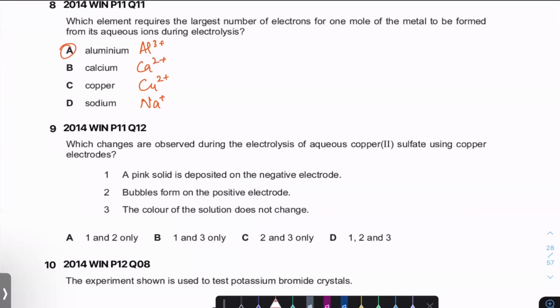Copper का obviously you need to memorize because copper 2 भी होता है, copper 1 भी होता है, but दोनों aluminum से तो कम ही है ना.